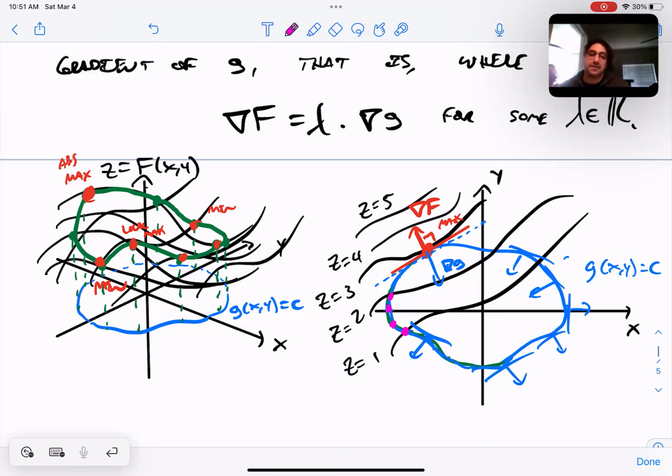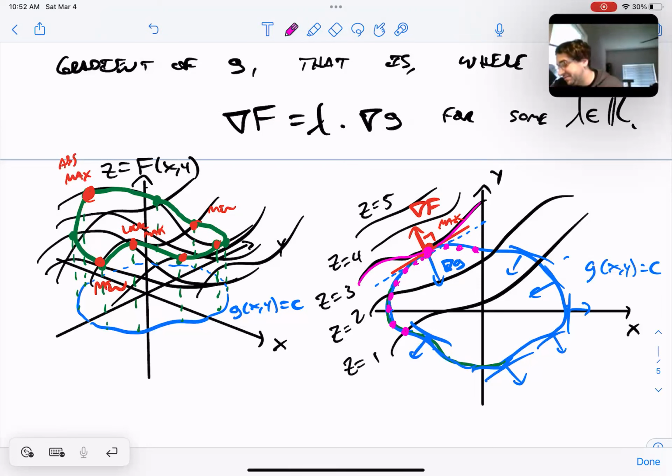Well, I didn't have any max or mins because I was walking uphill the whole time, right? I'm still walking uphill, still walking uphill. And then I hit Z equals three, right? This is the Z equals three level curve. And then I start descending from Z equals three.